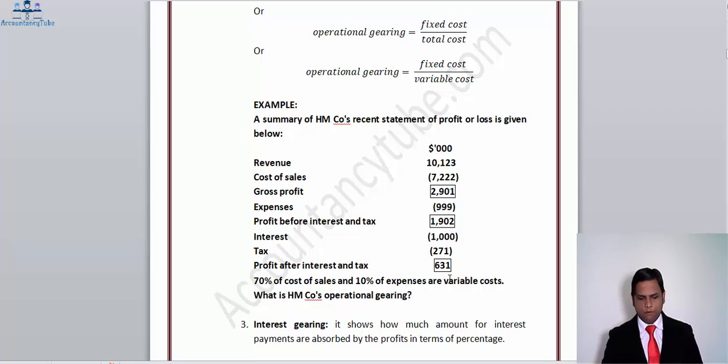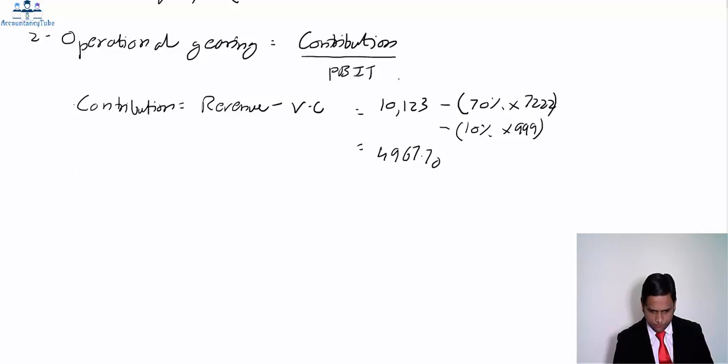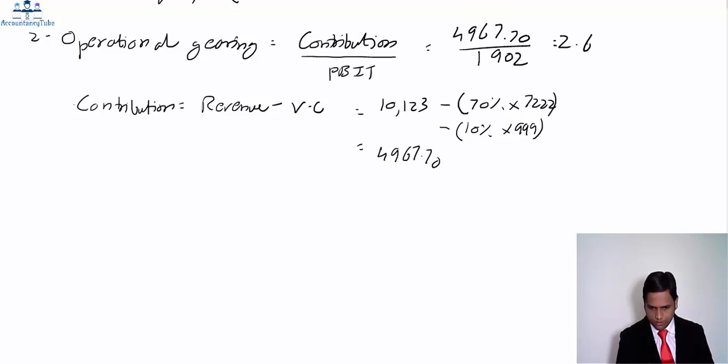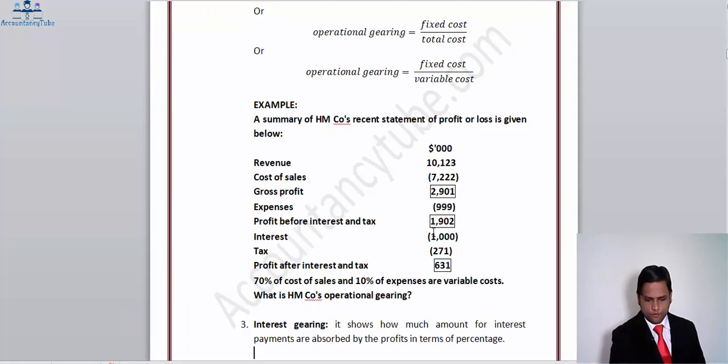We are already given the profit before interest and tax figure of 1902 over here. So let's put that also in our computation. We took the contribution, which we have already computed, 4967.70, divided by the profit before interest and tax figure of 1902, which gives us 2.61. Now this ratio is in times. So that's the operational gearing MCQs.